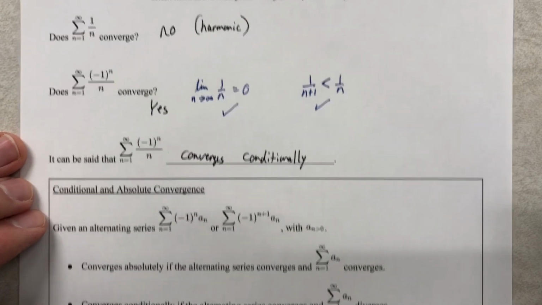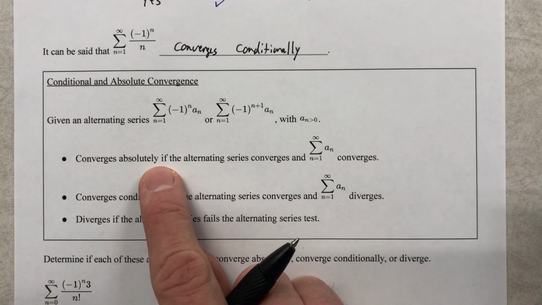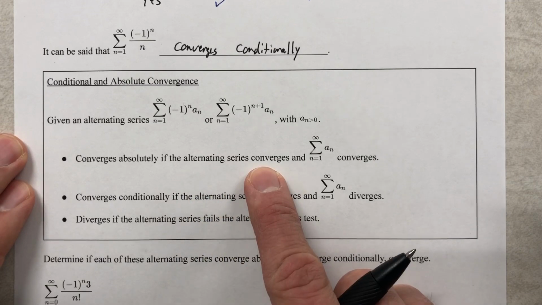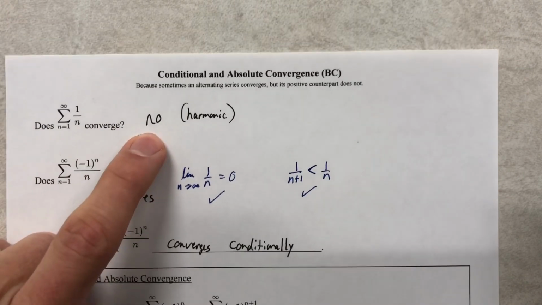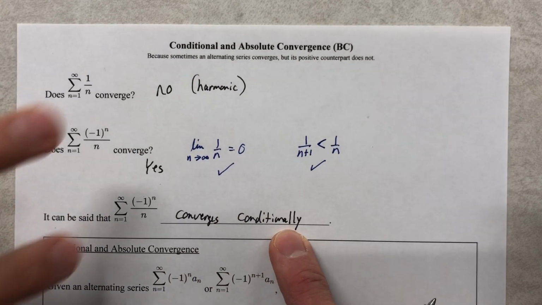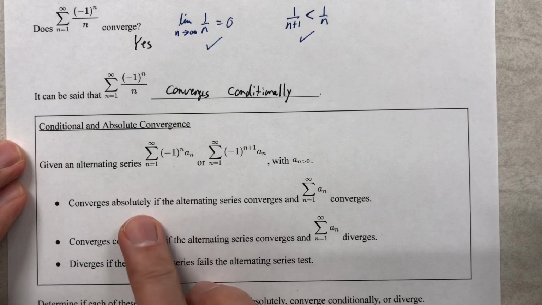That's it. It's going to converge absolutely. Here we go. Absolute convergence if the alternating series converges, if that's a yes, and its positive aspect also converges. So if that would have been a yes, this would converge absolutely. Doesn't matter what the signs are, it's going to converge. That's what absolute convergence means.